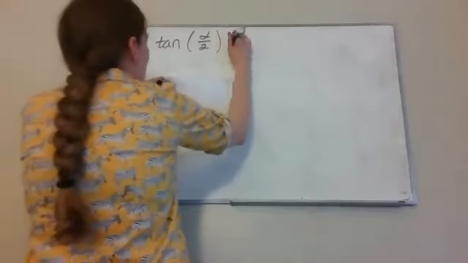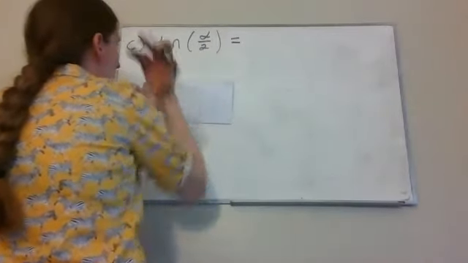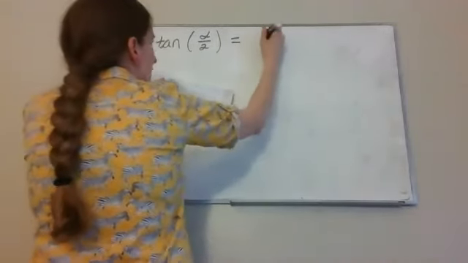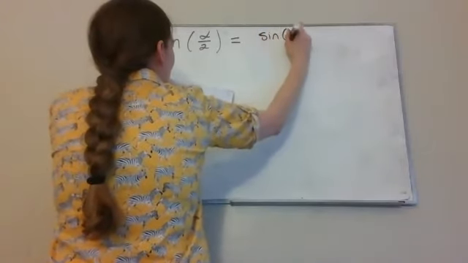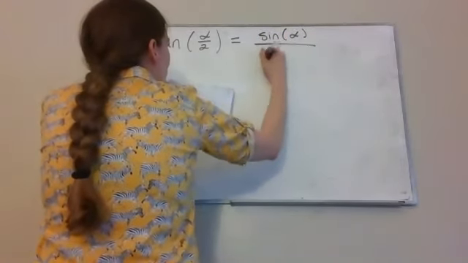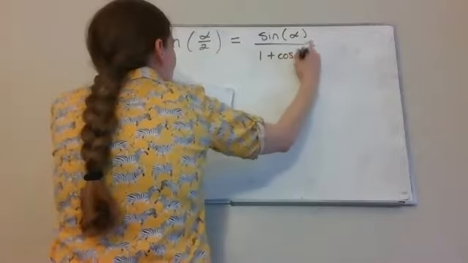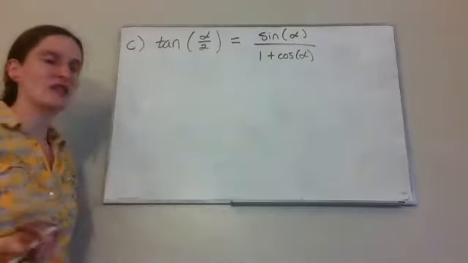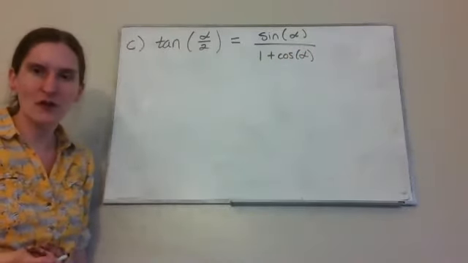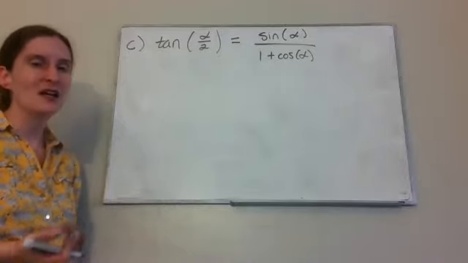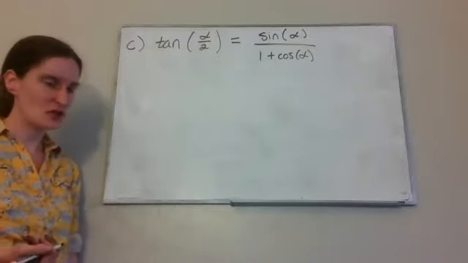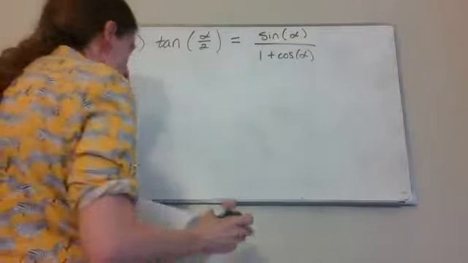Now, there were 3 different formulas for tangent of alpha over 2, and I'm just going to use the one that said sine of alpha over 1 plus cosine of alpha. I would suggest not using the first version of the formula because it's more complicated, but picking one of the other 2 to try to answer the question.